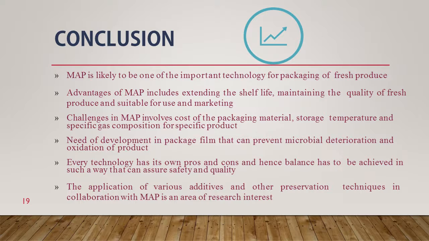Every technology has its own pros and cons. Hence, balance has to be achieved in such a way that can assure safety and quality. Modified atmosphere packaging films developed to control the humidity level as well as the gas composition in the sealed package are beneficial for the prolonged storage of fresh fruits, vegetables and herbs that are sensitive to nature. These films are commonly referred to as modified atmosphere or modified humidity packaging films.